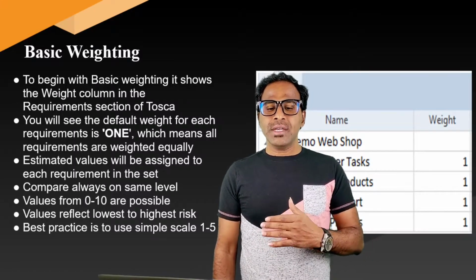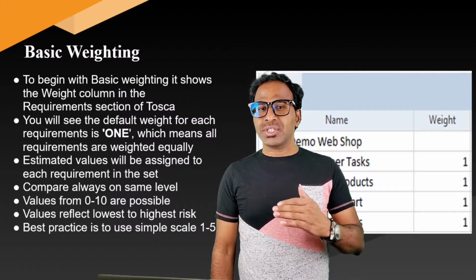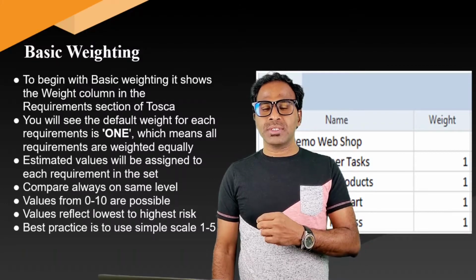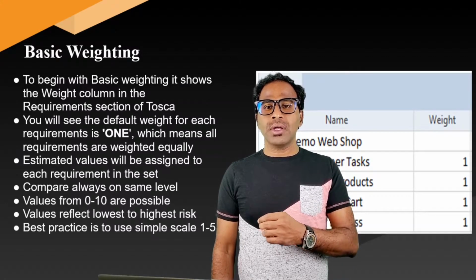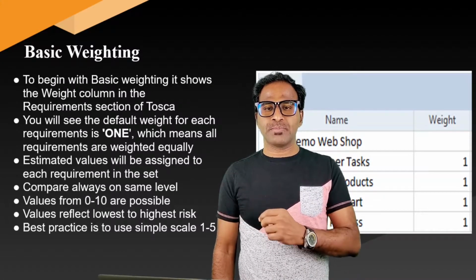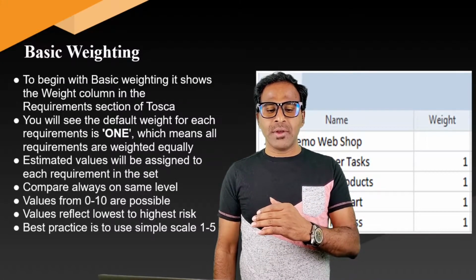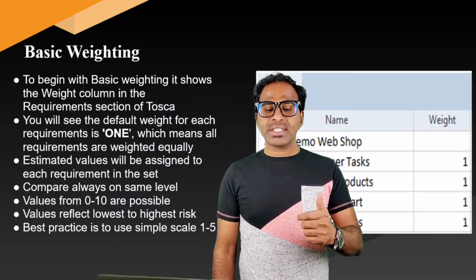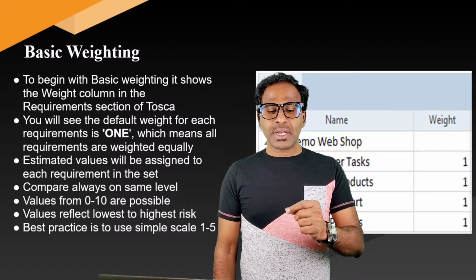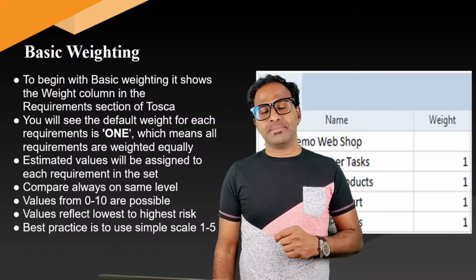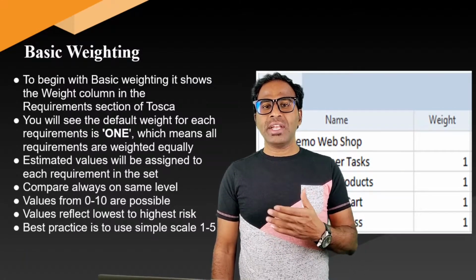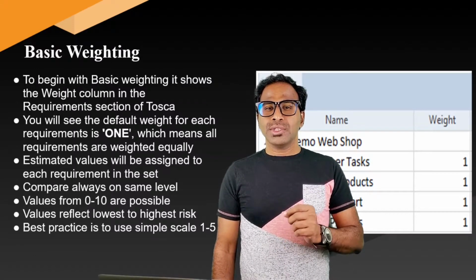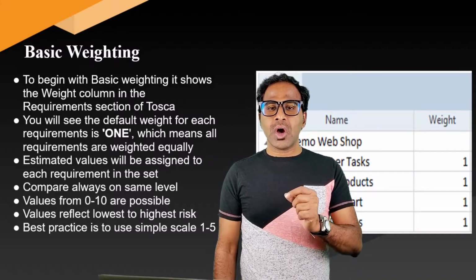You will see the default weight for each requirement as 1, which means whenever you add requirements in Tosca, by default the weight is displayed as 1, which means all the requirements are weighted equally. And you have to provide the estimated values for each requirement in the set. While providing the weightage to each requirement, you have to provide your estimated values. And you always have to compare on the same level.